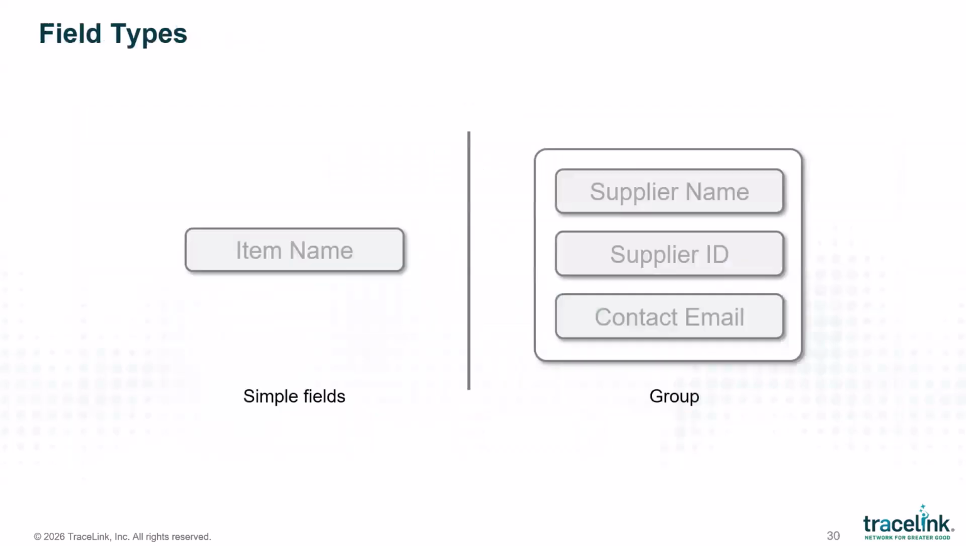With OSE's intuitive drag-and-drop interface, you can effortlessly configure various field types. Simple fields store single values, for example, item name, item category, or reorder date, etc. A group organizes related fields together. For example, a supplier information group might contain multiple simple fields like supplier name, supplier ID, and contact email.